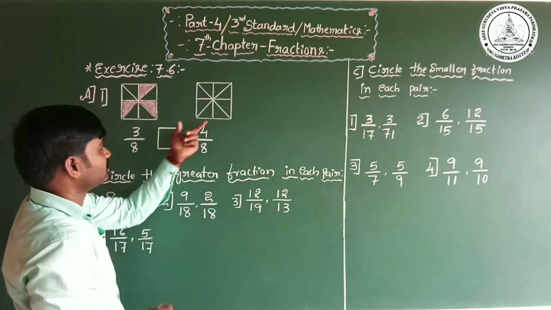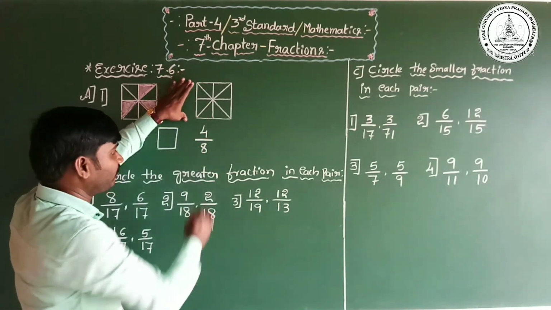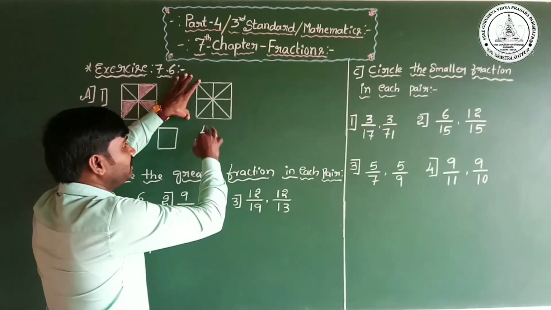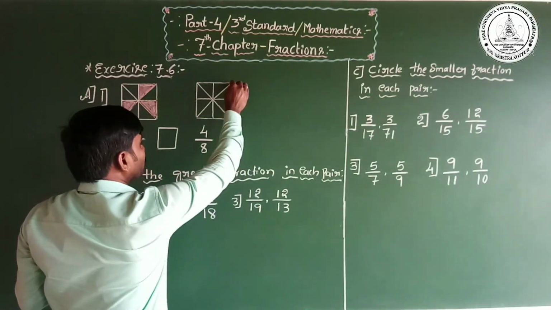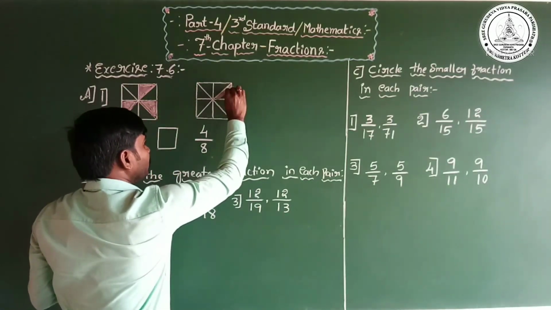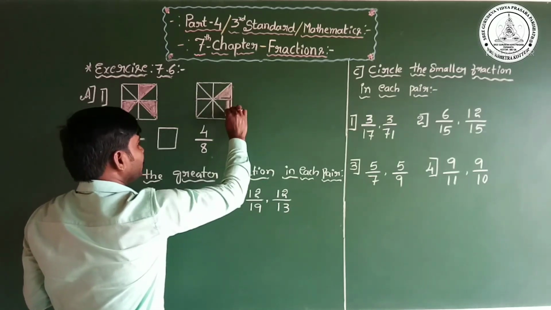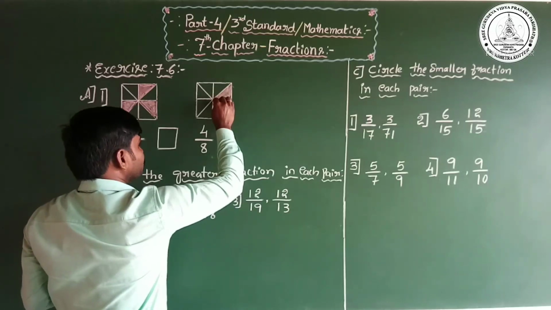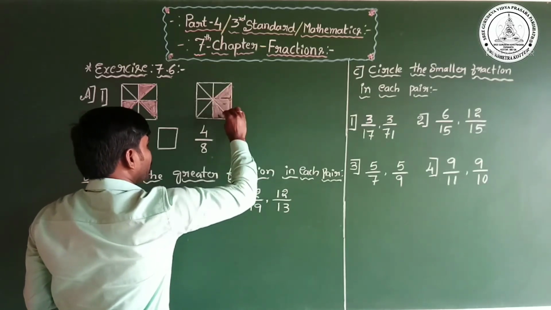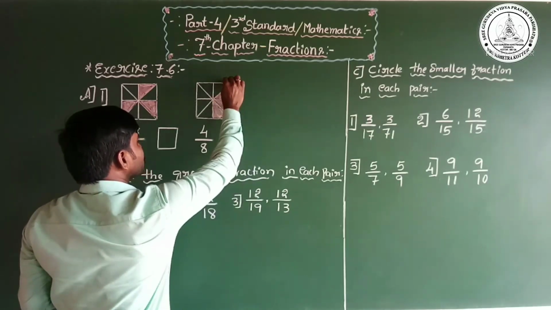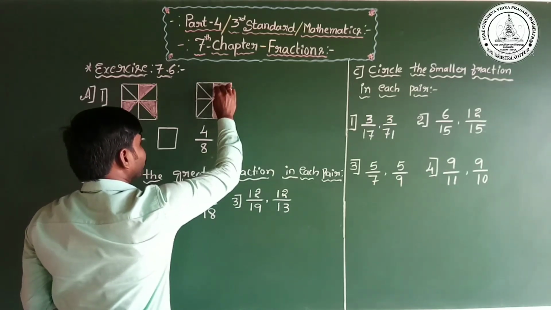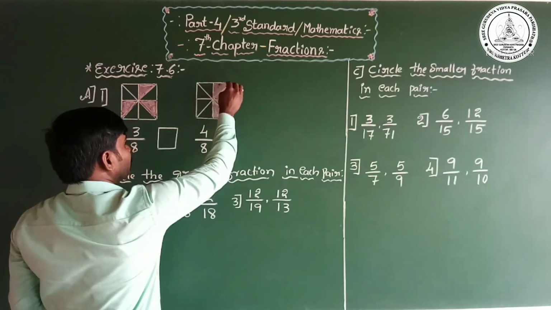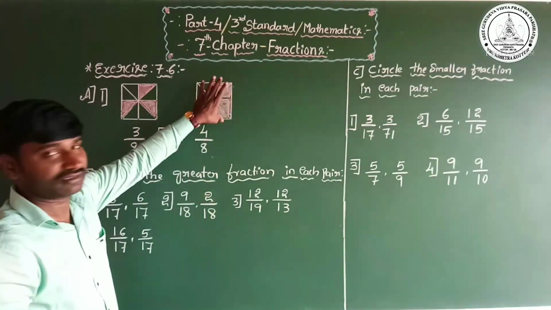The next, the second one: this square has 8 equal parts. In these 8 equal parts we need to shade 4 parts. Yes, you shade 4 parts now. This is one part. The next, the second part. The next, the third part. The next, the fourth. Yes, dear student. 4 parts, and shade it.